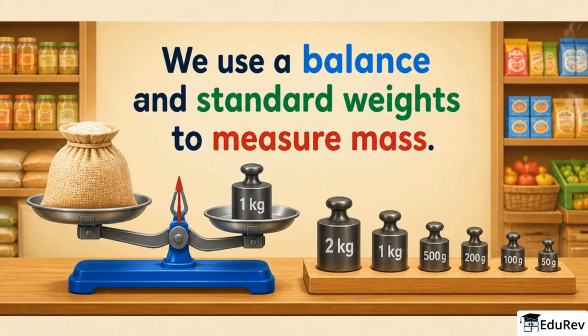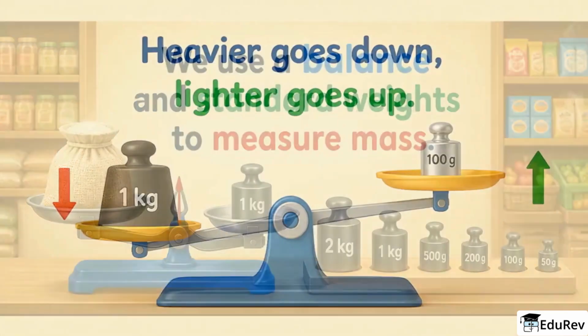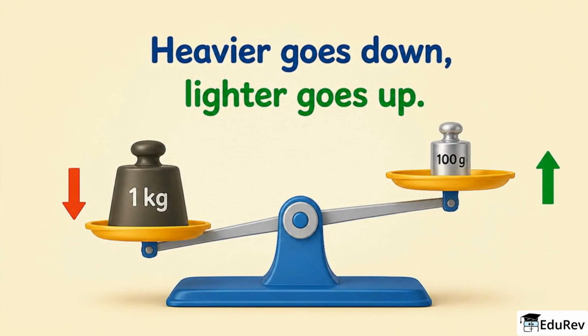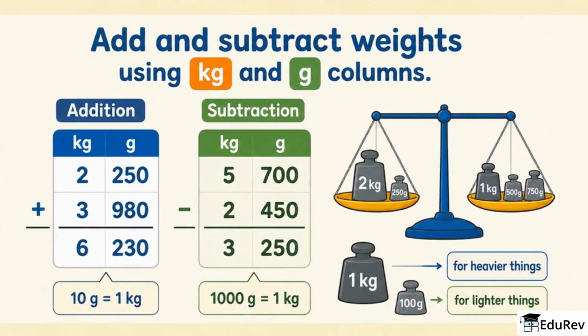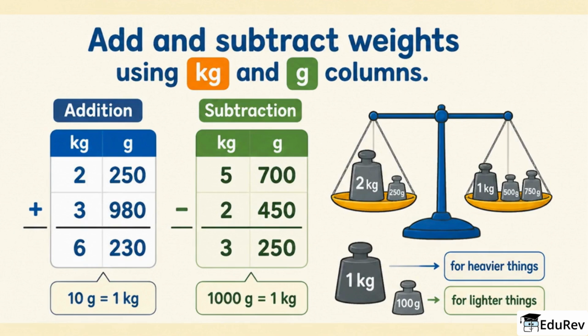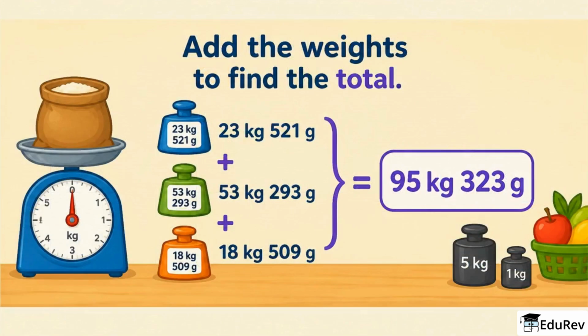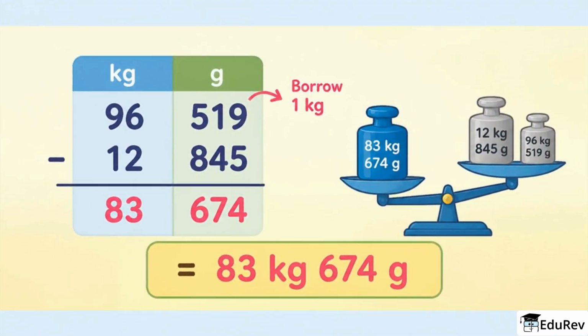We use a balance and standard weights to measure mass in shops. The heavier pan goes down and the lighter pan goes up until they balance. Add and subtract weights the same way as length using kg and g columns. For example, adding 23 kg 521 grams, 53 kg 293 grams and 18 kg 509 grams gives 95 kg 323 grams. Subtracting 12 kg 845 grams from 96 kg 519 grams gives 83 kg 674 grams after borrowing.